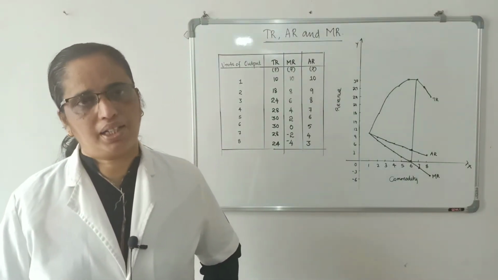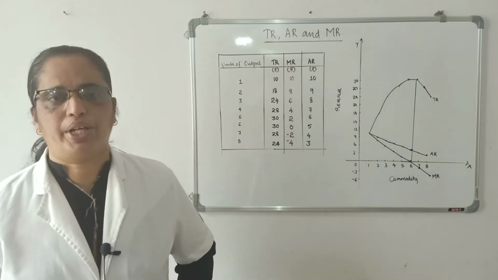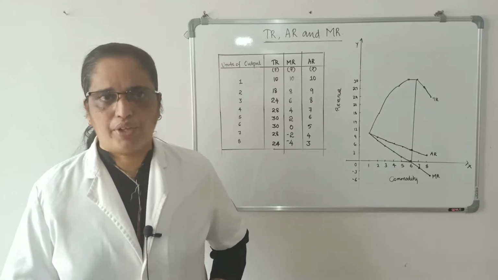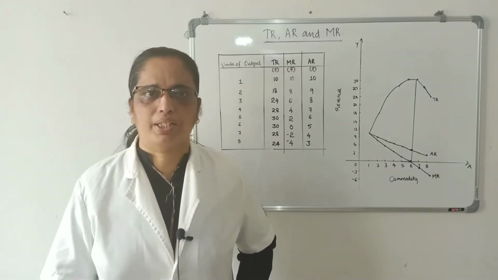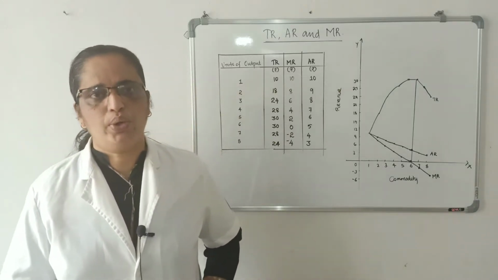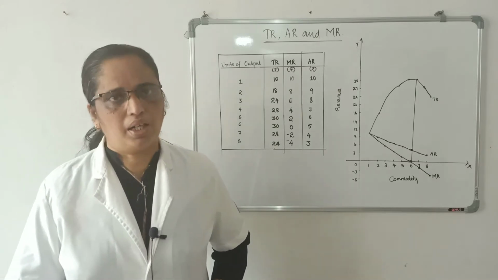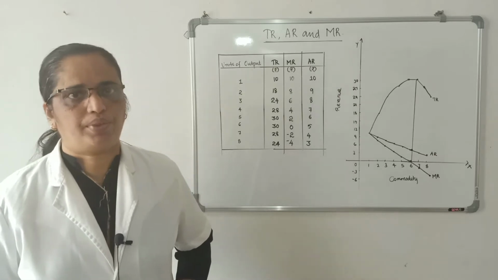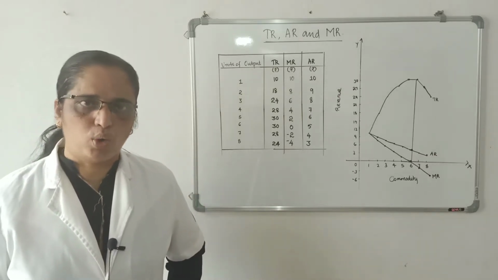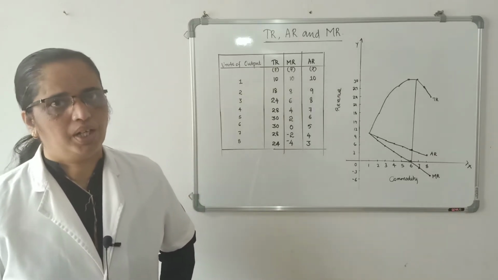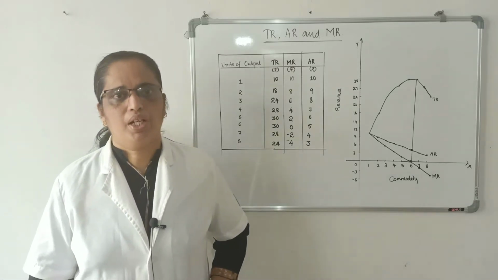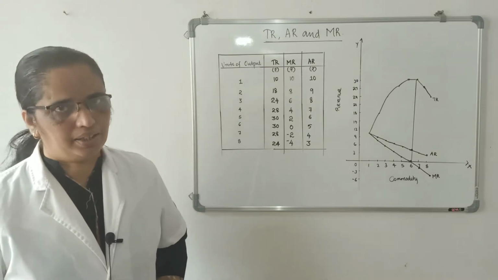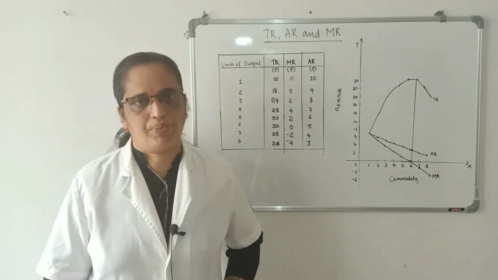Last class we started the chapter revenue. Today let's study more about total revenue, average revenue and marginal revenue. As you know, revenue means the income received by the firm through sales, that is, from the output sold.